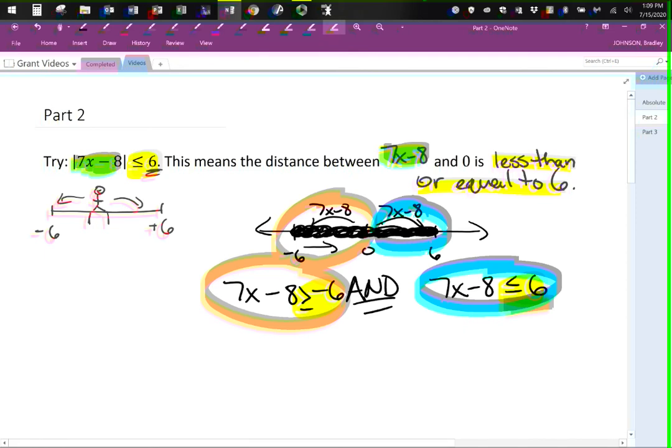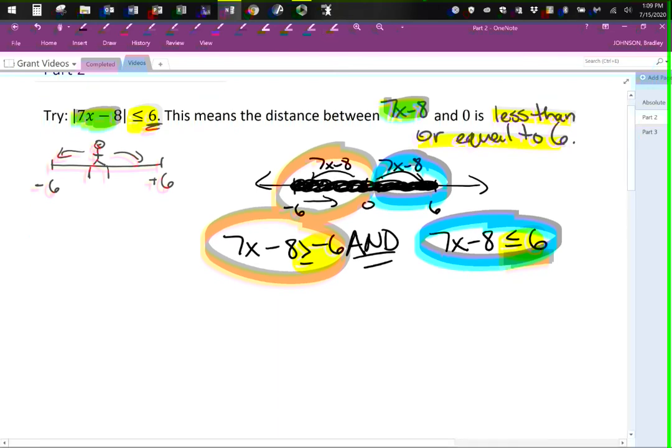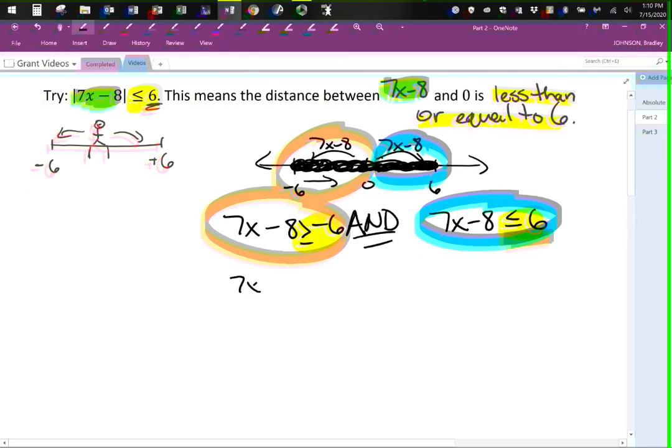We had +6 over here on the right. We just kept it less than or equal to 6. But when I introduced that -6, I flipped the inequality. That's how I remember it. So we need to solve both of these. So let's see. 7x minus 8 greater or equal to -6. And we have 7x minus 8 less than or equal to 6.